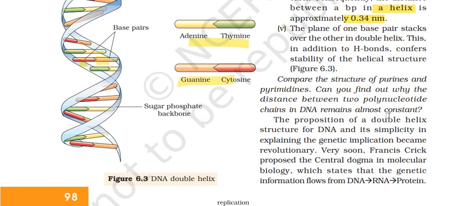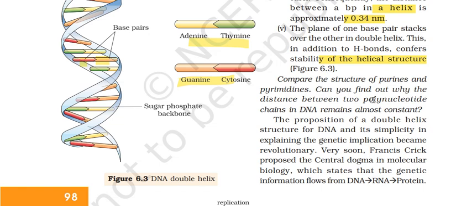The plane of one base pair stacks over the other in the double helix. This, in addition to hydrogen bonds, confers stability of the helical structure. तो एक के ऊपर एक base pairs will be stacked. Compare the structure of purines and pyrimidines. Can you find out why the distance between two polynucleotide chains in DNA remains almost constant? दो chains अगर आपस में wind भी हो रहे हैं right-handed fashion में भी, yet उन दोनों के बीच का distance same रहेगा. क्यों? क्योंकि हमारे पास हमेशा प्यूरिन और पिरिमिडीन ही ऑपोजिट में आएंगे, तो उनके बॉन्ड्स मोर और लेस सेम लेंथ के होंगे.